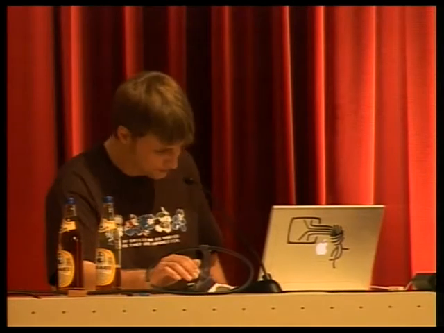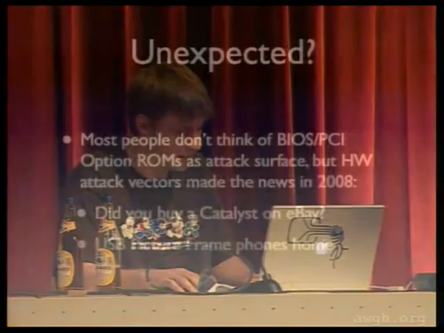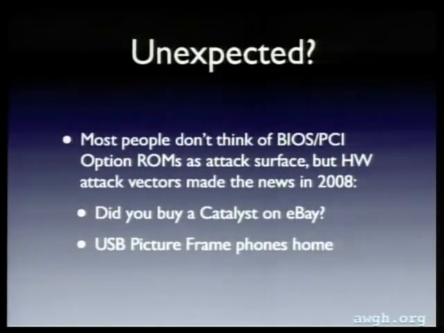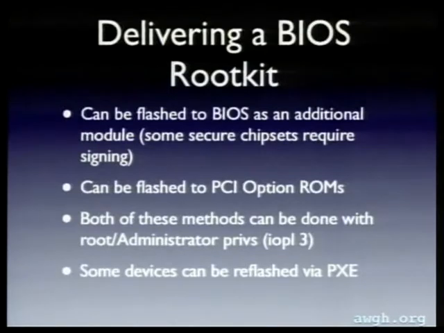So there were a couple other news mentions of other hardware attacks in the news last year, and I think this is going to be a much bigger vector in the future. For example, there were some Catalysts sold on eBay that actually had a backdoor rootkit implemented in hardware. And I think they were selling them out of Asia, but I'm actually not sure about that. And then there were a bunch of USB picture frames sold that had the U3 exploit that did autorun and installed malware that way.